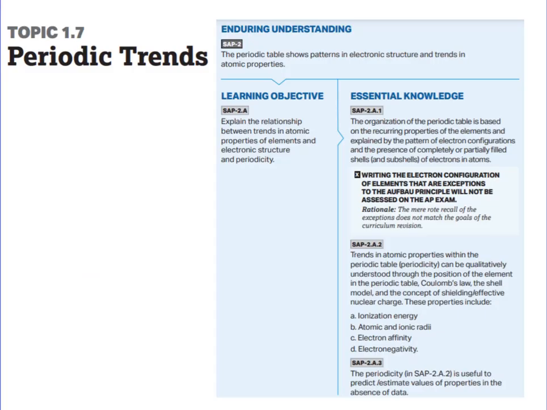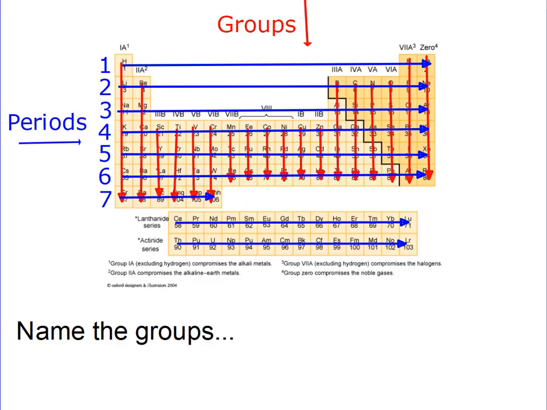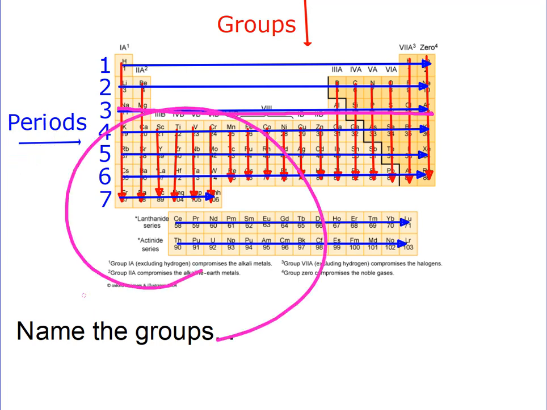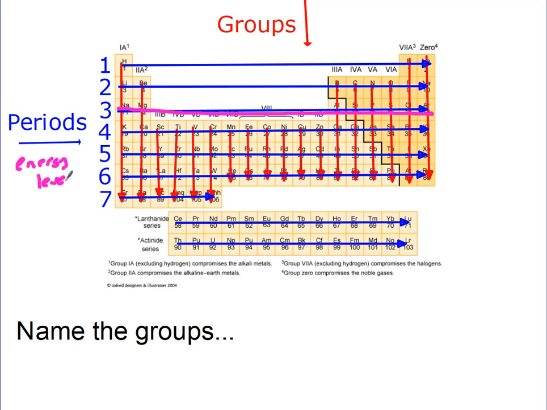You also need to know your trends: ionization energy, atomic and ionic radius, electron affinity, electronegativity, and how the periodic table is organized. So remember, we have periods going across the periodic table. So this is period 3. And then we have groups going down. Periods have the same number of energy levels. So this element and this element have the same number of energy levels.